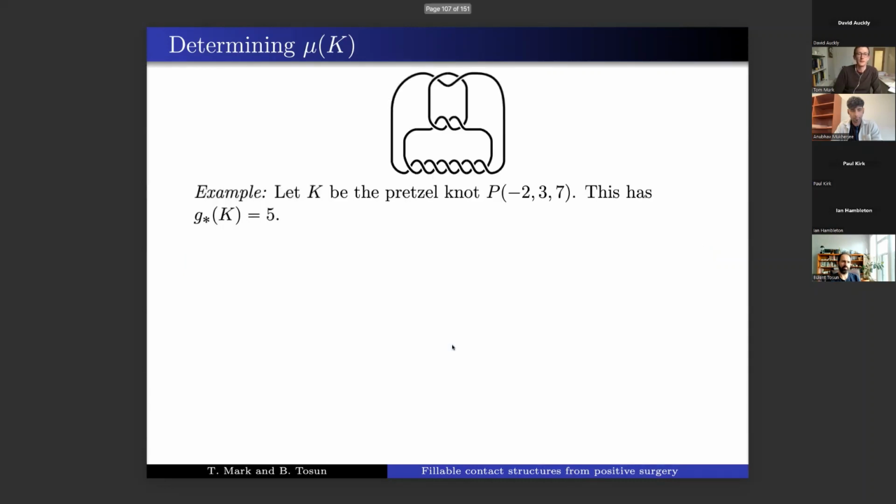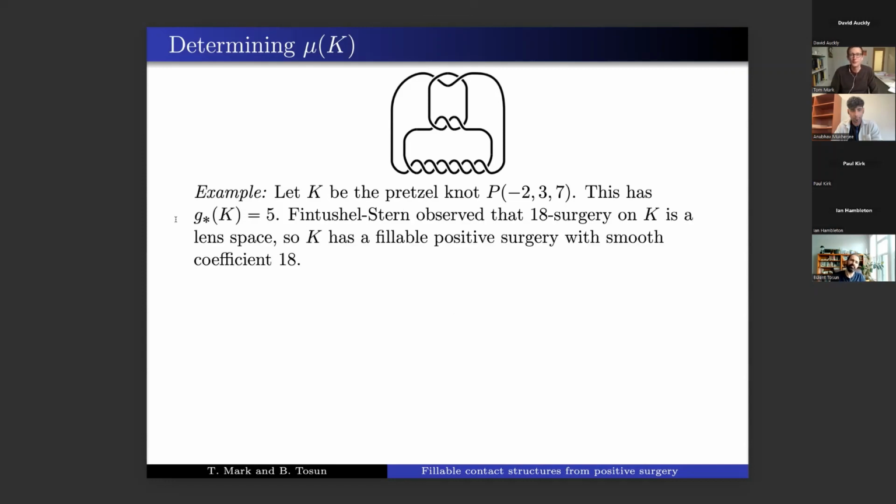Here's another example. There's our Fintushel-Stern knot, a -2, 3, 7 pretzel knot. You look up interesting facts about this knot, and you learn that it has slice genus 5. And the reason it's called a Fintushel-Stern knot is that it was, as far as I know, first observed by Fintushel and Stern that if you do +18 smooth surgery on this knot, then you get a lens space.